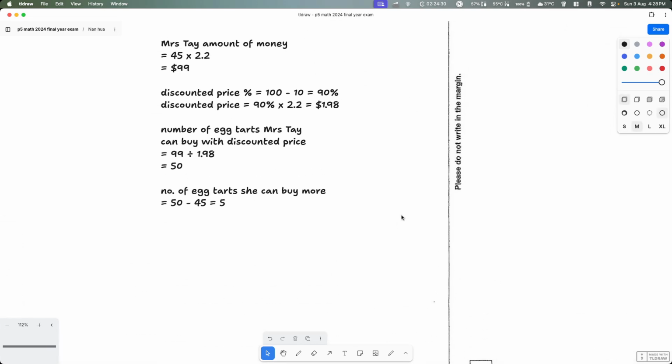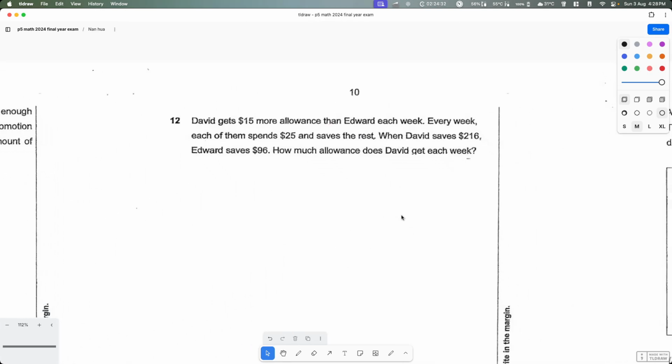All right. Let's move on to the next question. Question number 12. David gets $15 more allowance than Edward each week. Every week, each of them spends $25 and saves the rest. When David saves $216, Edward saves $96. How much allowance does David get each week?